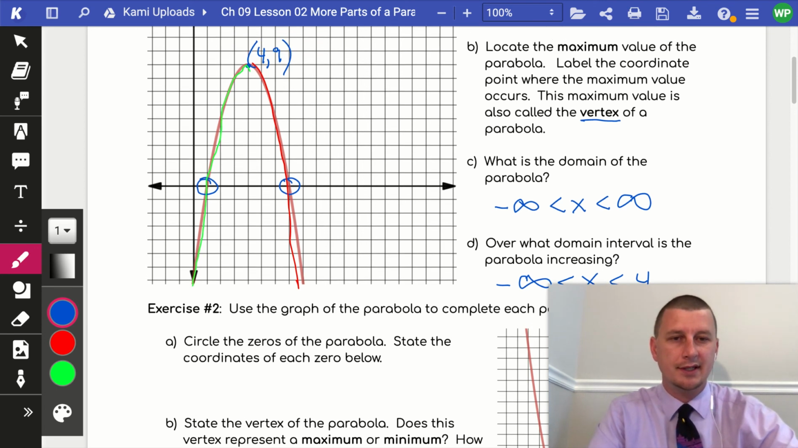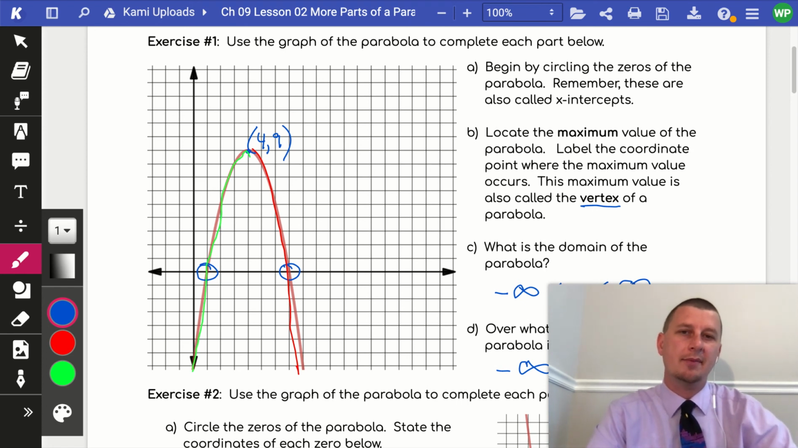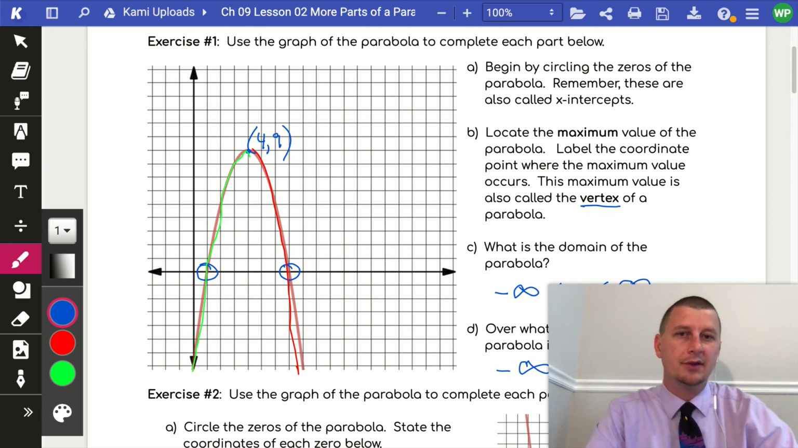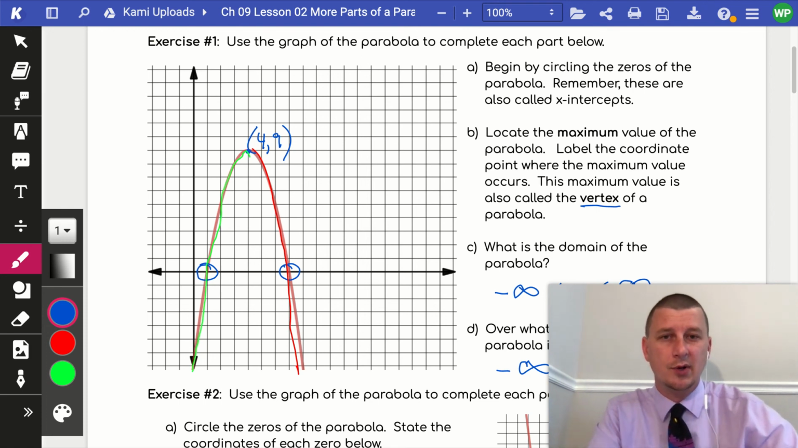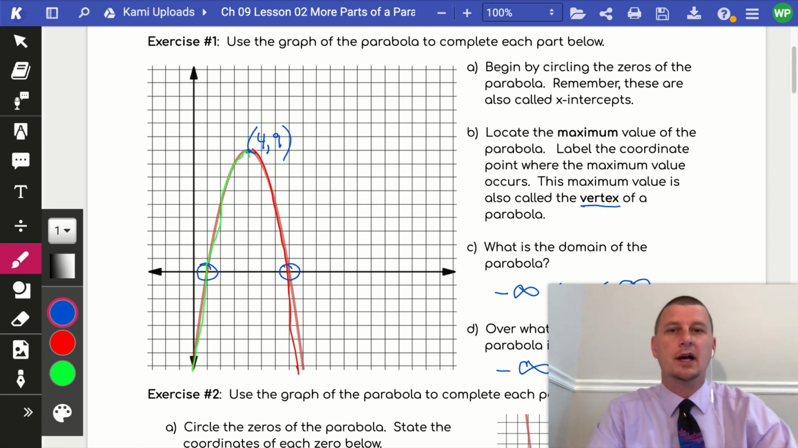In this video, we've just looked at the domain interval of a parabola where the function is increasing, and we located the maximum value. We refer to that maximum value also as the vertex, and even a new word called the turning point. We also began by circling the zeros of the parabola, and those were x-intercepts. We had a lot of new terminology in this question, but that's what this lesson focuses on, these new words about more parts of a parabola.